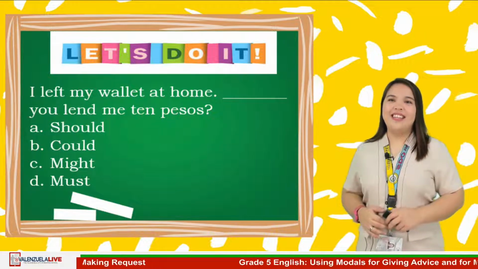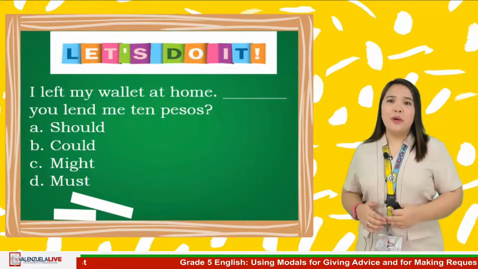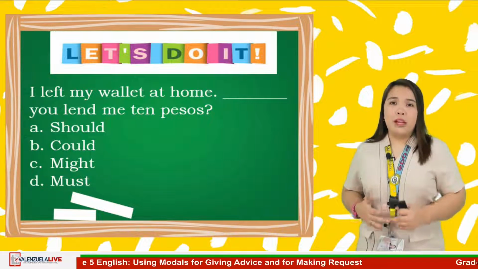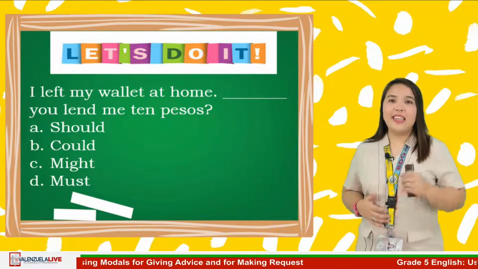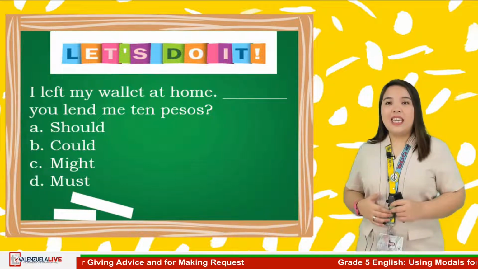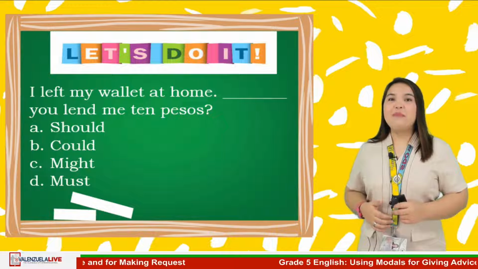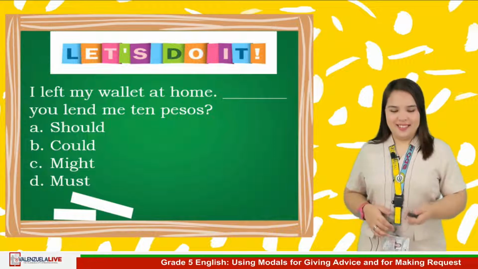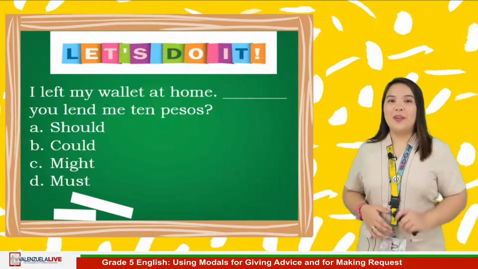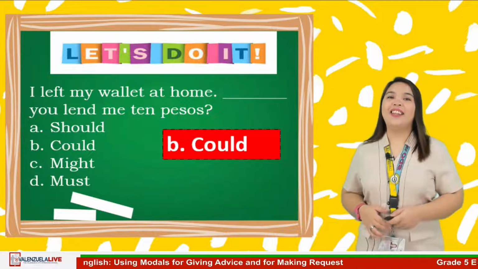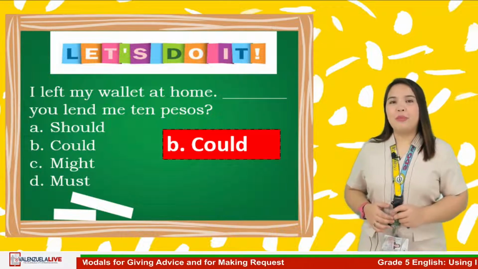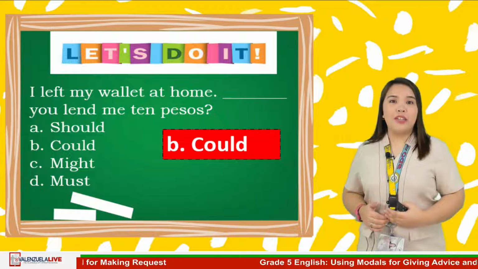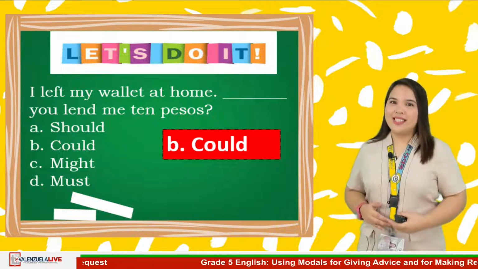Second sentence. I left my wallet at home. Blank, you lend me 10 pesos. Is it A, should, B, could, C, might, or D, must? Type your answer. The correct answer is letter B. I left my wallet at home. Could you lend me 10 pesos?